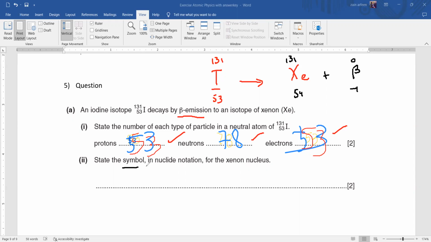So the question is, state the symbol in nuclide notation for a xenon nucleus. When iodine emits out beta, it will turn into xenon. So we just want to write the symbol for xenon. It will be Xe, 131 and 54.